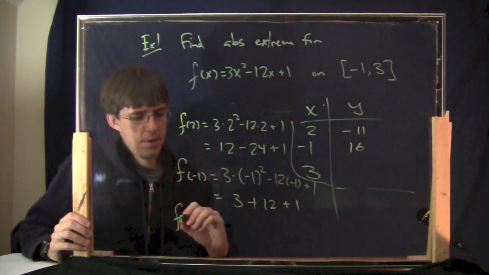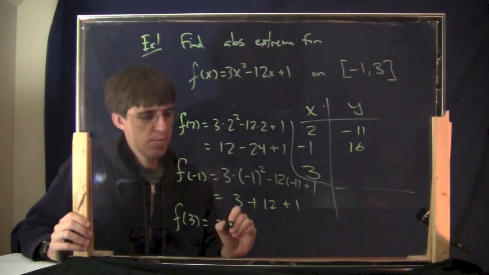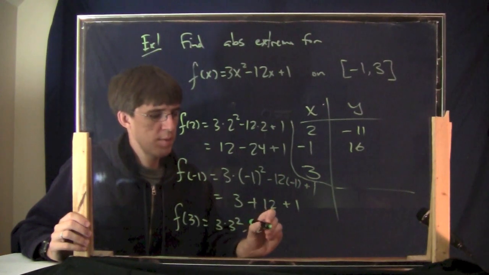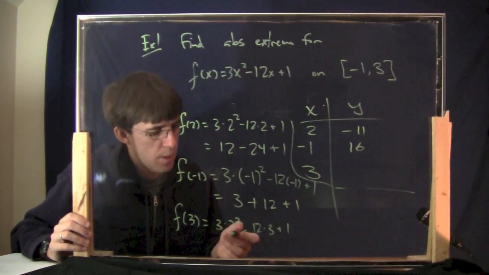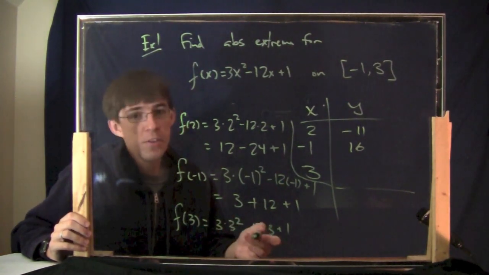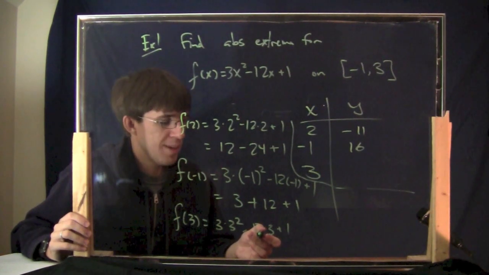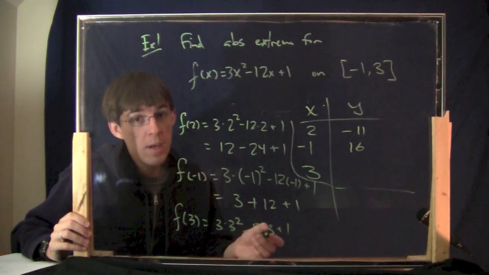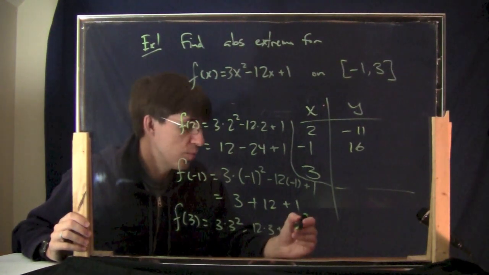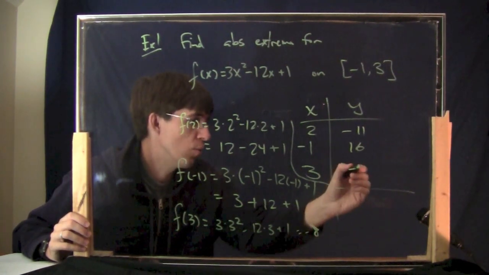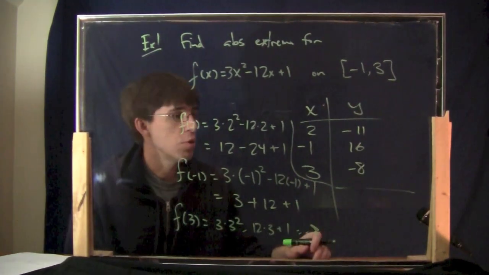And finally, f of 3. I got 3 times 3 squared minus 12 times 3 plus 1. That would be 27 minus, no, 12 times 3 is 36. So 27 minus 36 is negative 9, plus 1 is negative 8. So like that. Those look right to me.